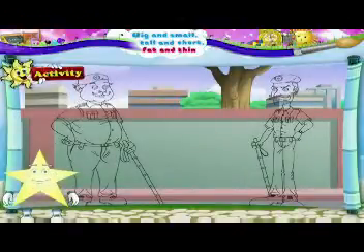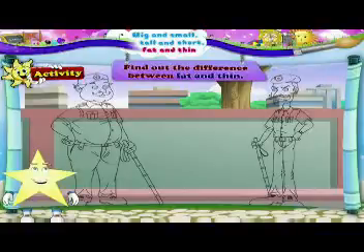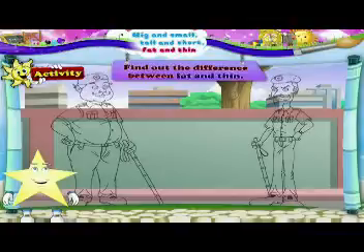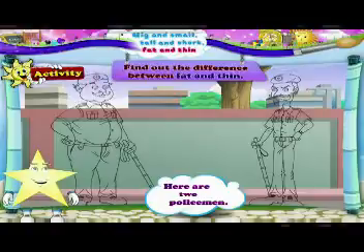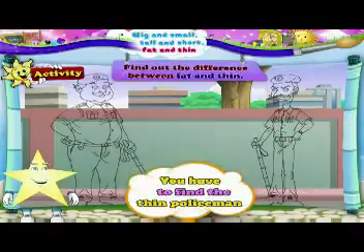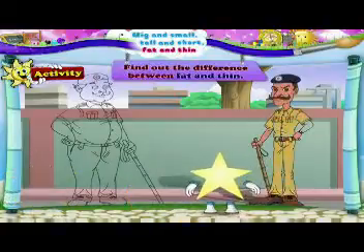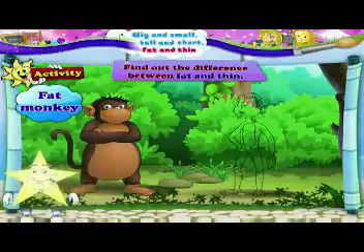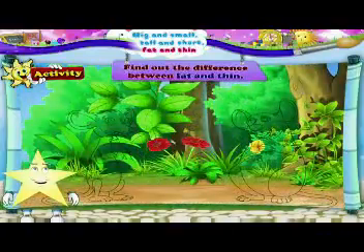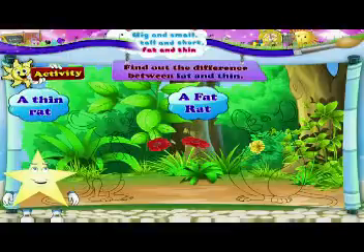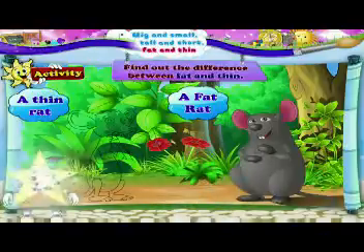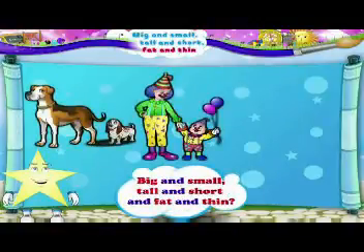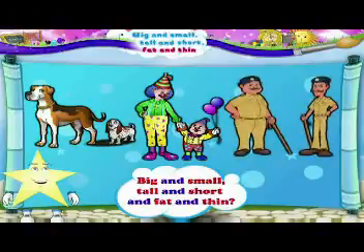And now, one last activity to find out the difference between fat and thin. The moment you click on the right description, the picture will get colored. Shall we begin? Here are two policemen. You have to find the thin policeman. Right! Thin policeman. Now, fat monkey. Right again. Finally, two rats. A fat rat and a thin rat. Fat rat. Excellent, Starry. Wasn't it fun being able to compare big and small, tall and short, and fat and thin? I'm sure it was.